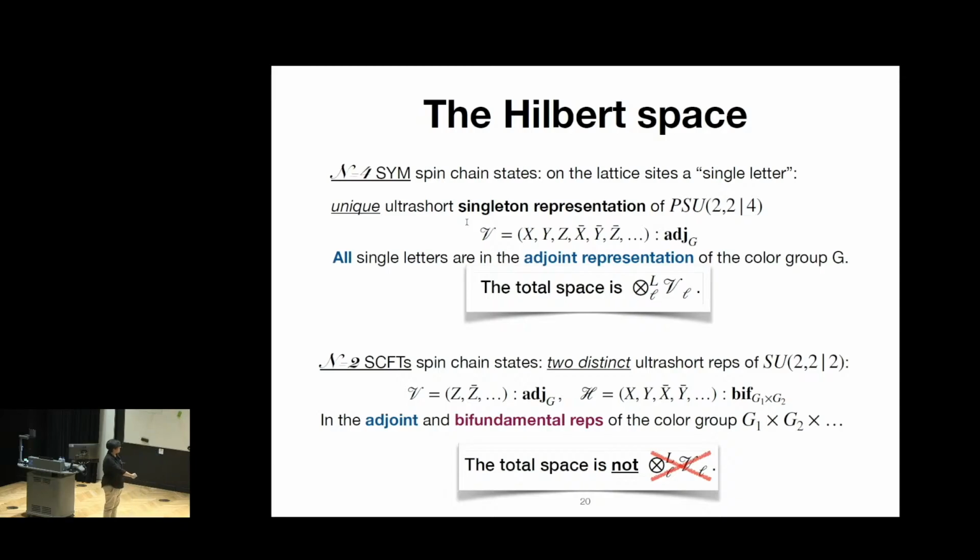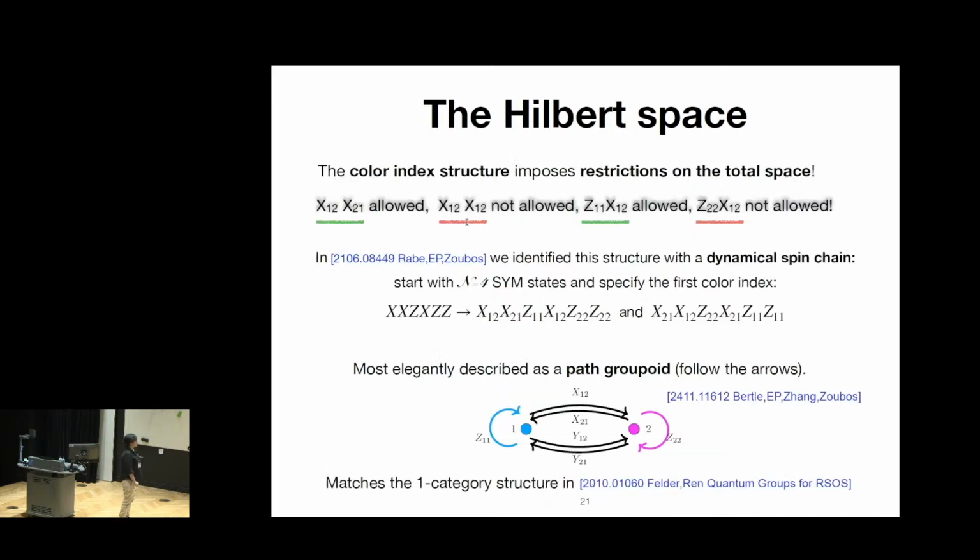So what I am trying to tell you now is that if you want to go beyond N=4, and here I'm talking about N=2, but N=1 is the same, you no longer have a unique singleton representation. You have at least 2 distinct ultra-short representations of the superconformal algebra. So this beauty is out of the window. That's the most important thing to remember. This is out of the window. And let me elaborate on this.